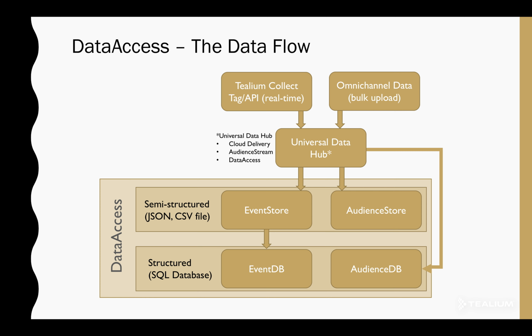Once the data is in the Universal Data Hub, that's where you go to manage EventStore, EventDB, AudienceStore, and AudienceDB. At a high level, the store products are semi-structured files on an S3 server, and they are either in JSON or CSV format. And then the DB products are a structured database, a SQL database on Amazon Redshift. That provides you some flexibility about whether you want to use event or audience data, whether you want it to be structured or semi-structured, so you have that flexibility in consumption of your data.